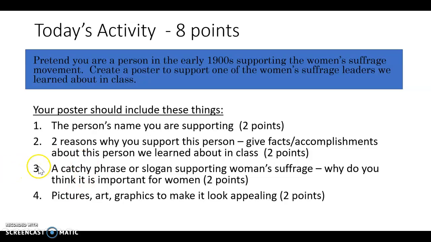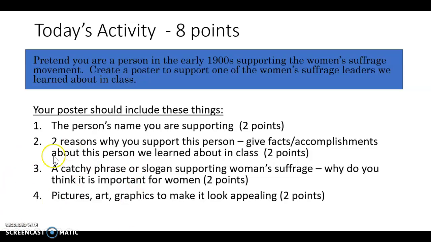Number 3, try to come up with a catchy phrase or a slogan supporting your candidate for women's suffrage. Why do you think this is important for women? Or why is this person important to this movement? So you want to come up with something catchy. This is an advertisement. You want people to remember it.